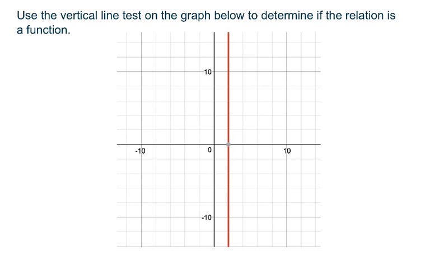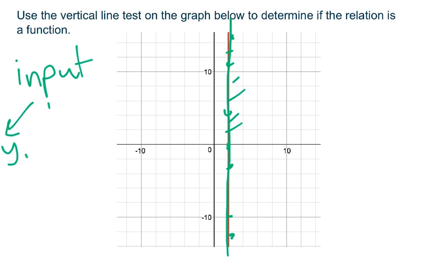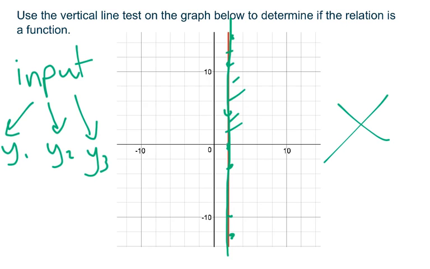And here we have another graph of a relation. This time, if I were to draw a vertical line going through this relation, this vertical line matches at multiple points with the relation. So for x equals 2, there's a lot of possible y values on this function. So this input has many different y values. That means this is not a function. It did not pass the vertical line test.